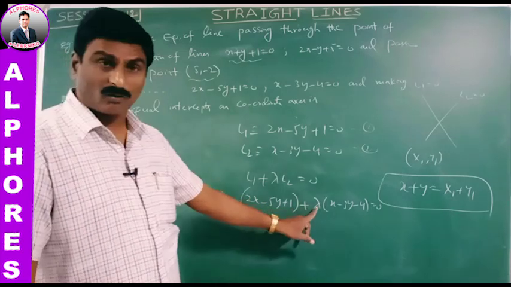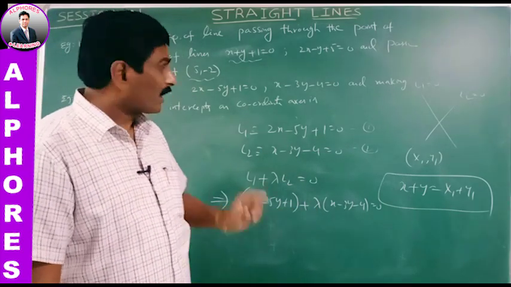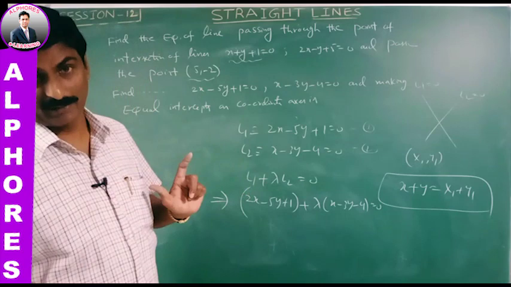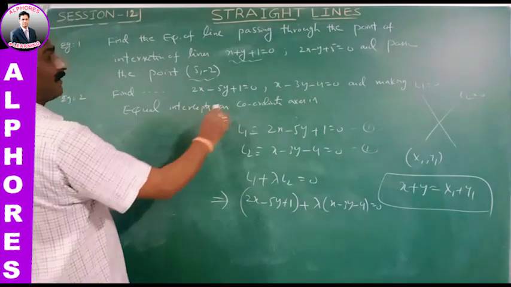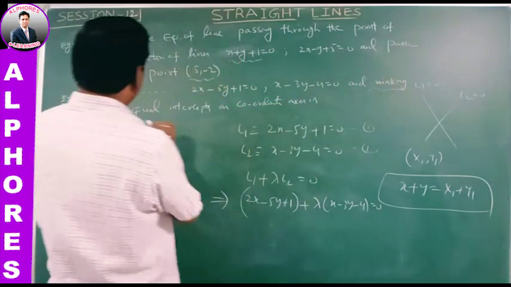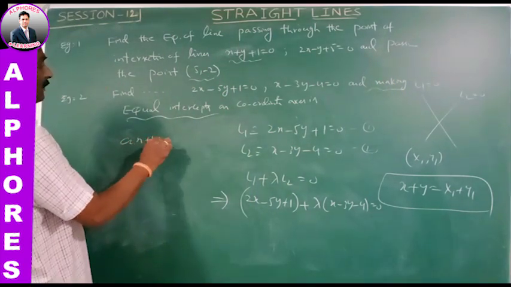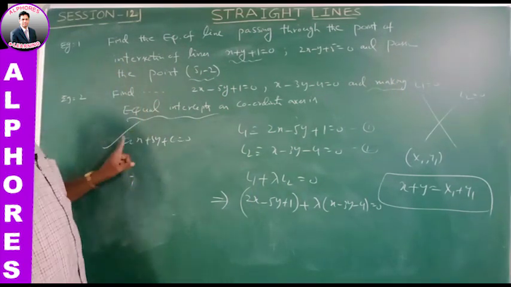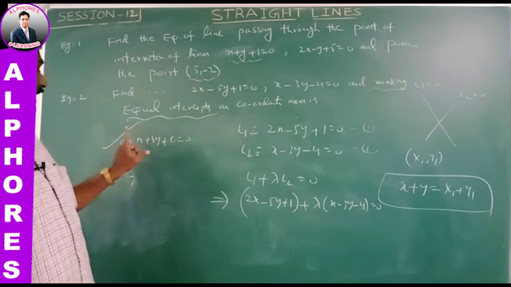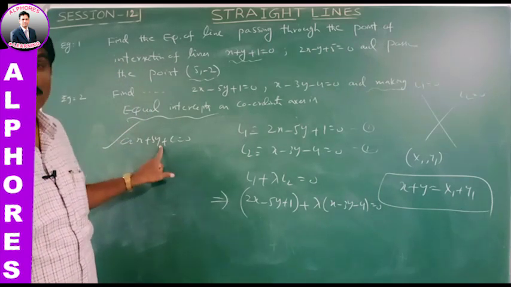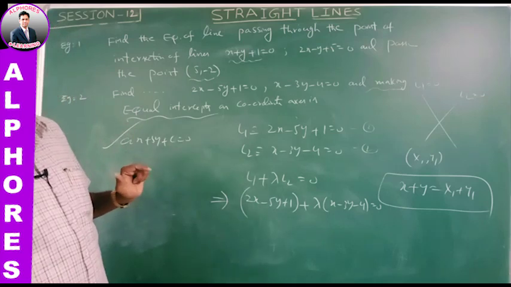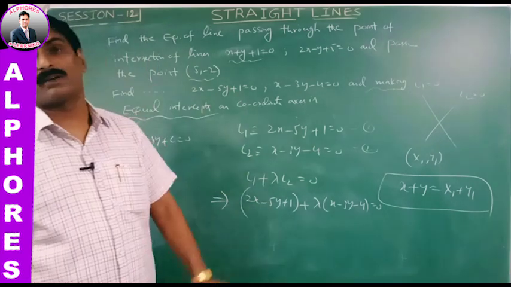But lambda is an unknown value. We find the value of lambda. How do we find it? Here, what is the condition? The line makes equal intercepts on the coordinate axes. If the line ax plus by plus c equals 0 makes equal intercepts on the coordinate axes, what is the condition? X coefficient is equal to y coefficient. By using that condition, we find the value of lambda.